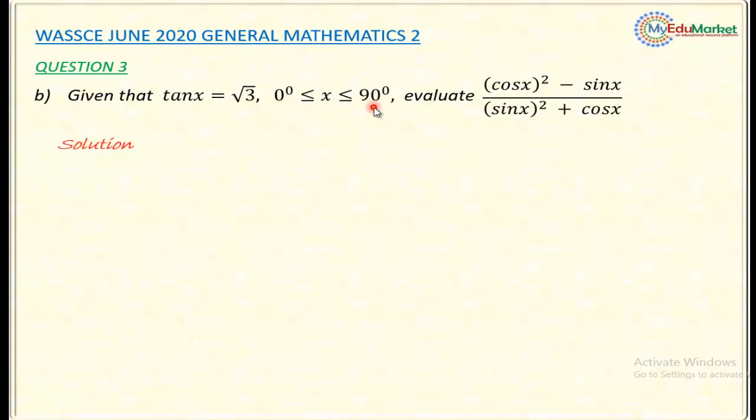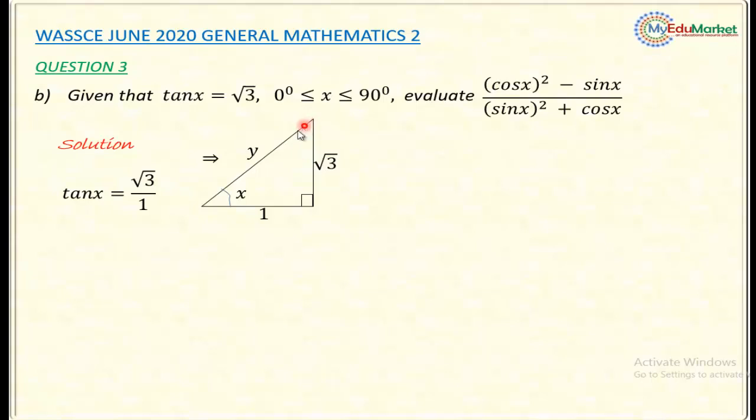Solution: what I will do first is to sketch a right angle triangle. In the triangle, I apply the trig ratio that the tangent of angle x is root 3. So let me attempt to sketch that. If this is the triangle, this is the angle x. Tangent means opposite over adjacent, and the tangent of x is root 3. So the opposite side to x has length root 3, and the adjacent is 1, because root 3 is nothing but root 3 all over 1.